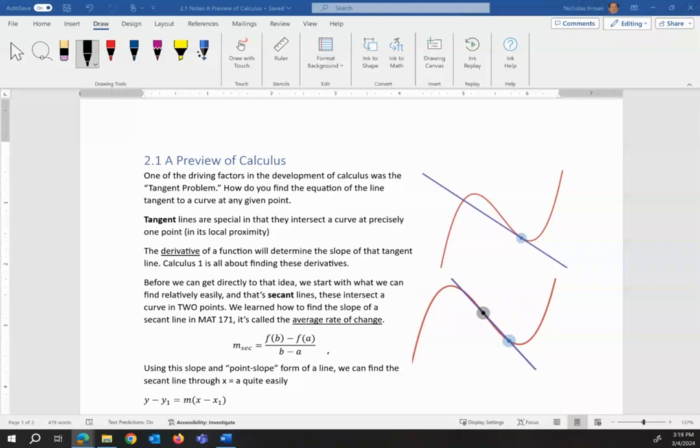All right, welcome to chapter 2.1, a preview of calculus. Kind of reading along here, but one of the big, important ideas that developed calculus was the tangent problem. How do you find the equation of a line that is tangent to a curve at any given point? So this purple line right here, we would say is a tangent line.